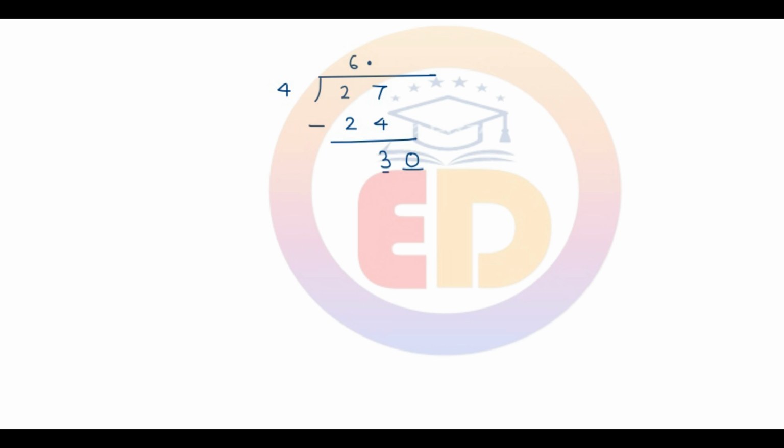6 के राइट साइड में एक डेसिमल पॉइंट लगा और 3 के राइट साइड में हमने एक 0 लगा दिया. This is the rule of adding 0. ये 0 को ऐड करने का रूल है. ऊपर एक डेसिमल पॉइंट, यहाँ पर एक 0. 30 में 4 7 टाइम्स जाएगा. 4 7s are 28.